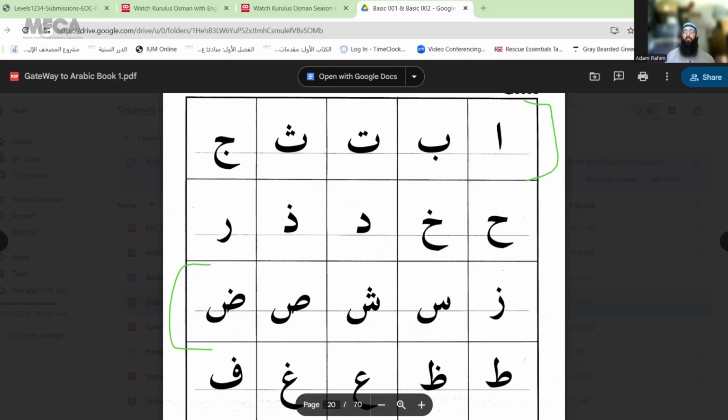Sister Nelissa, can you please read that circled letter for me, please? Tha. Tha. Make it a bit clearer. It sounded almost like a ta. Tha. Ahsanti. Very good job.